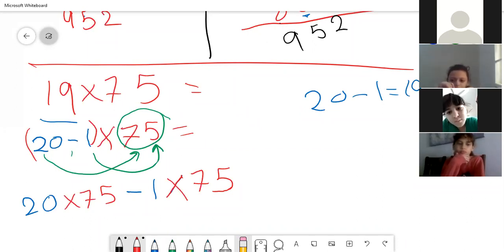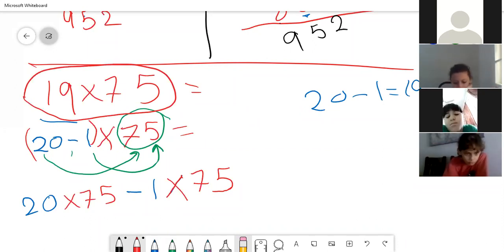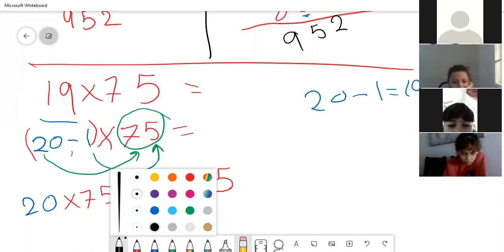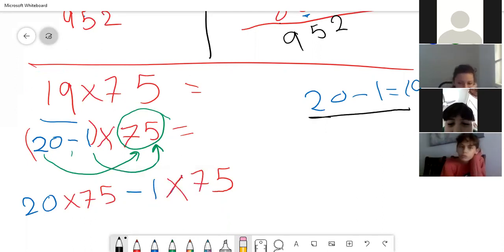Sir, I don't understand this one. And me also. All right, I will repeat. So what is our problem? Our problem is 19 times 75, right? Instead of putting 19, I put 20 minus 1. So this is 20 minus 1 times 75. Okay, I put it inside brackets.